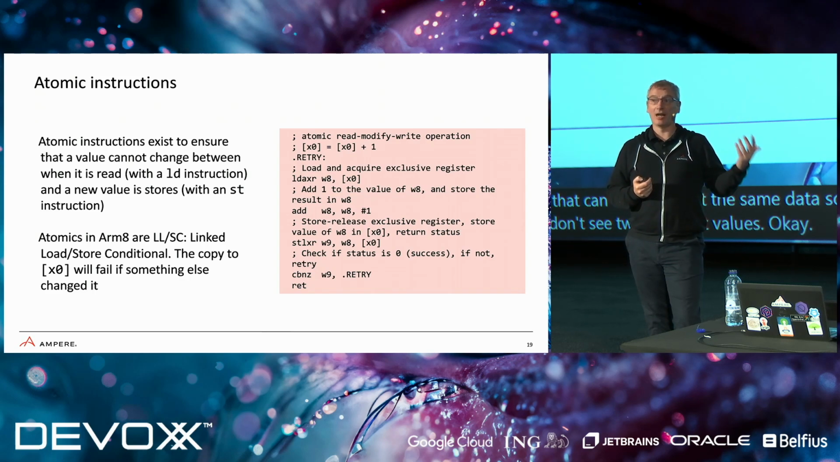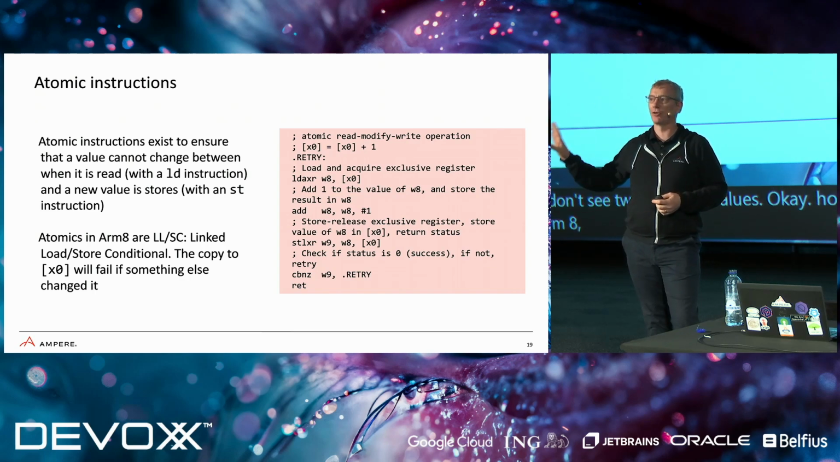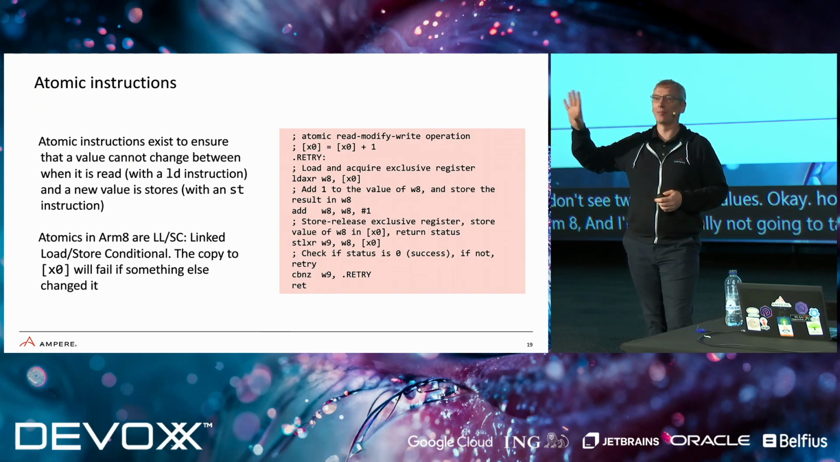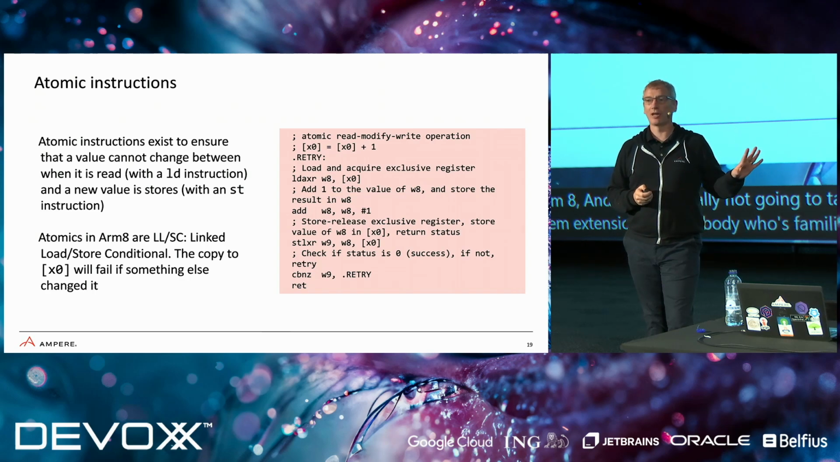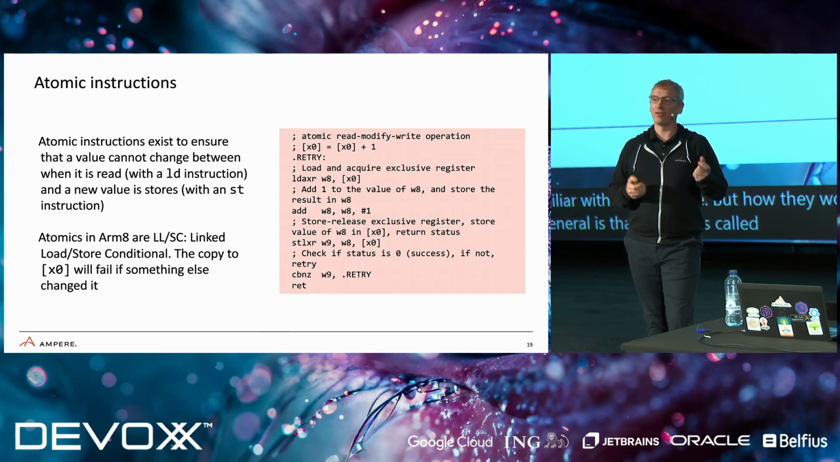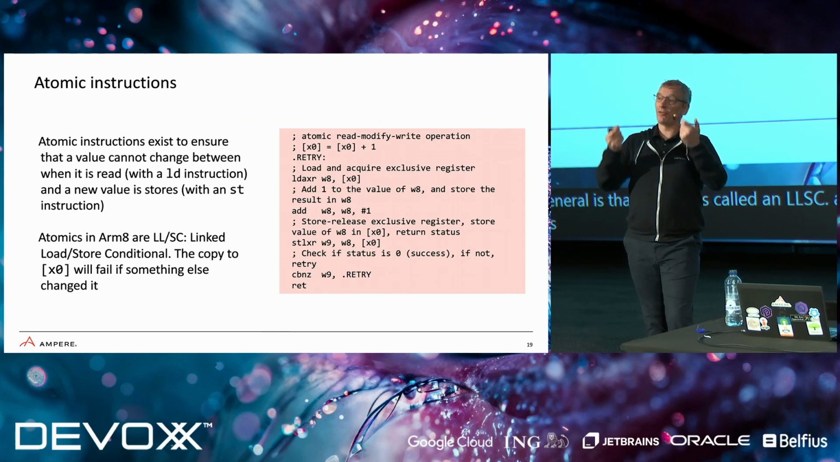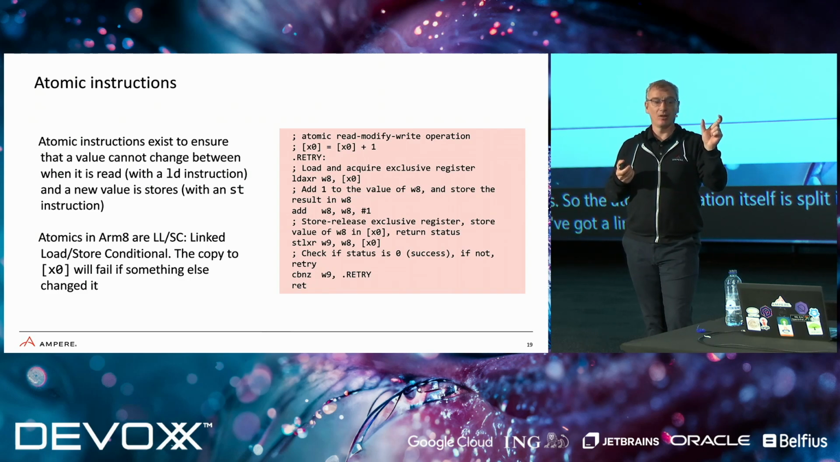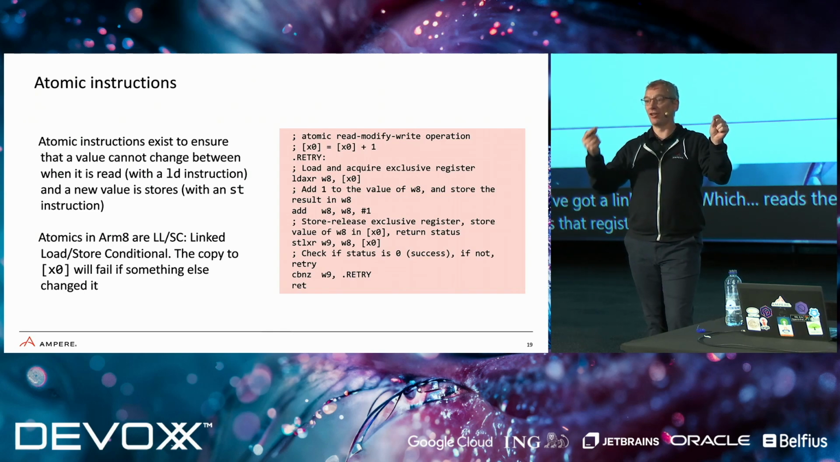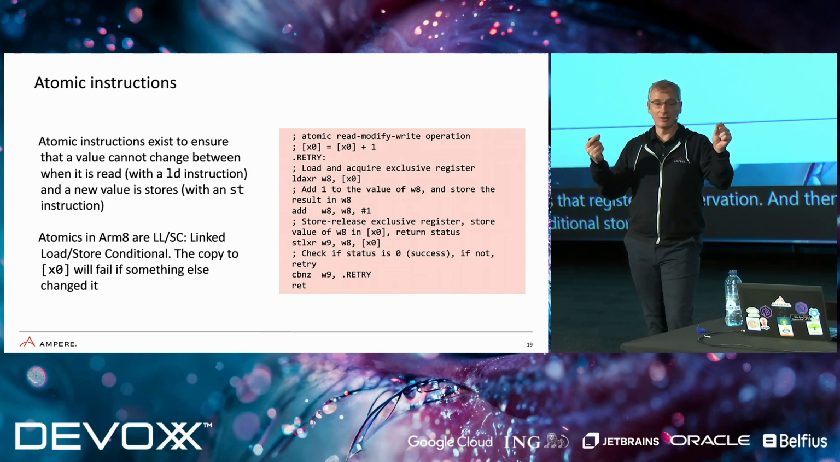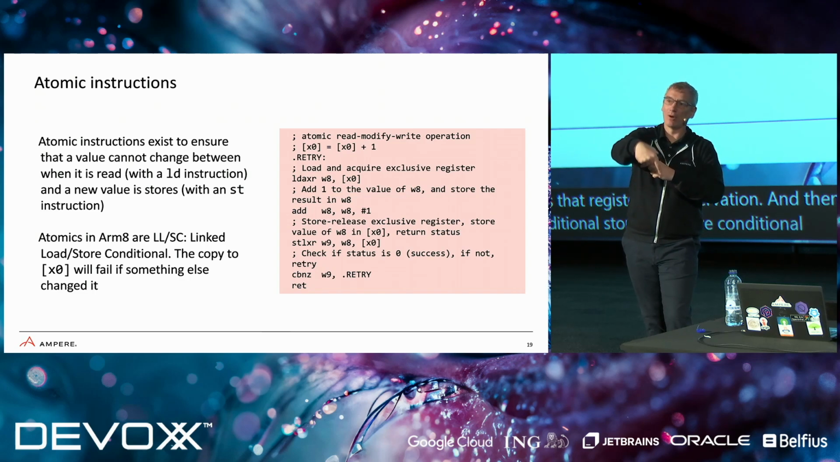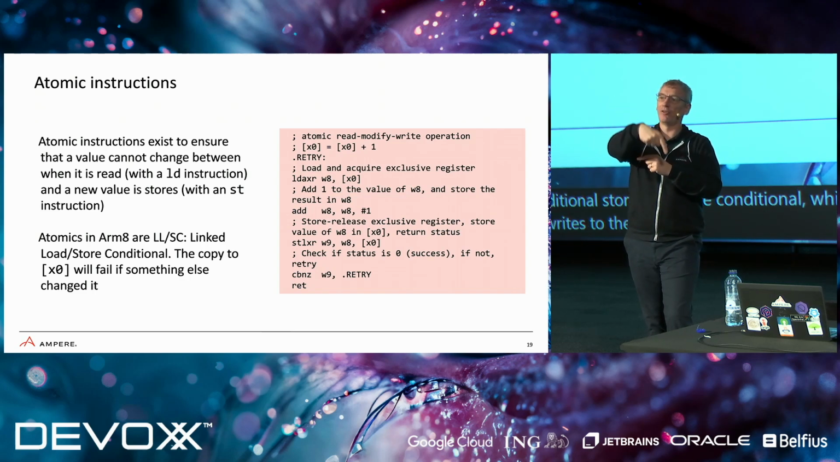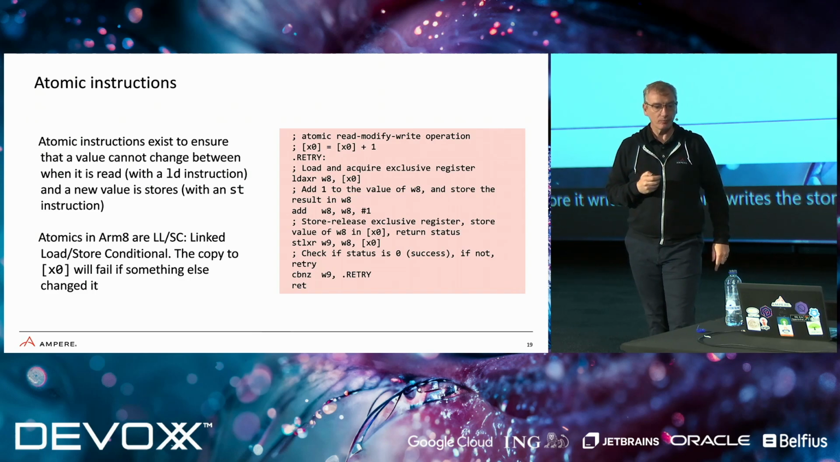How they work in ARM8, and I'm specifically not going to talk about large system extensions for anybody who's familiar with ARM64 here, but how they work in ARM8 in general is by what's called an LLSC atomic operation. So the atomic operation itself is split into two parts. You've got a linked load, which reads the value and marks that register for observation. And then you've got a store conditional, which, before it writes the store, will verify if something has changed in the register.